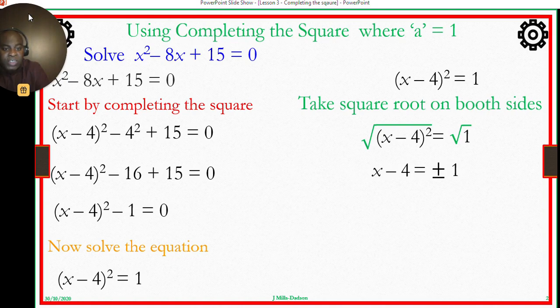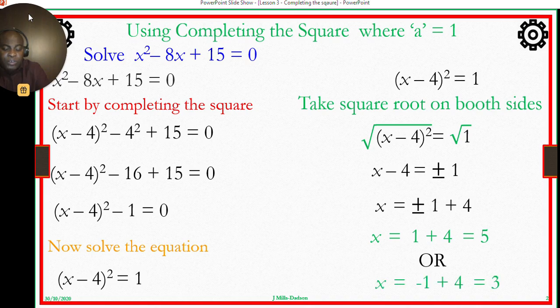So to work out x, we add 4 to both sides. So x equals plus or minus 1 plus 4. That will help us split our answer into 2. First x is positive 1 plus 4 equals 5. Second x is negative 1 plus 4 equals 3.